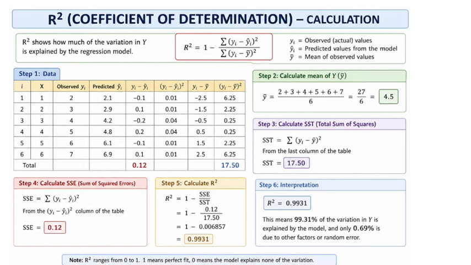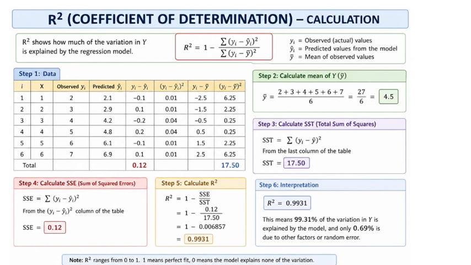So the sum of squared errors is here 0.12, and the formula for calculating the coefficient of determination, R square, is equal to 1 minus the sum of squared errors divided by the total sum of squares. In this case, 1 minus 0.12 divided by 17.50 becomes 1 minus 0.006857. When we subtract this value from 1, we get 0.9931.